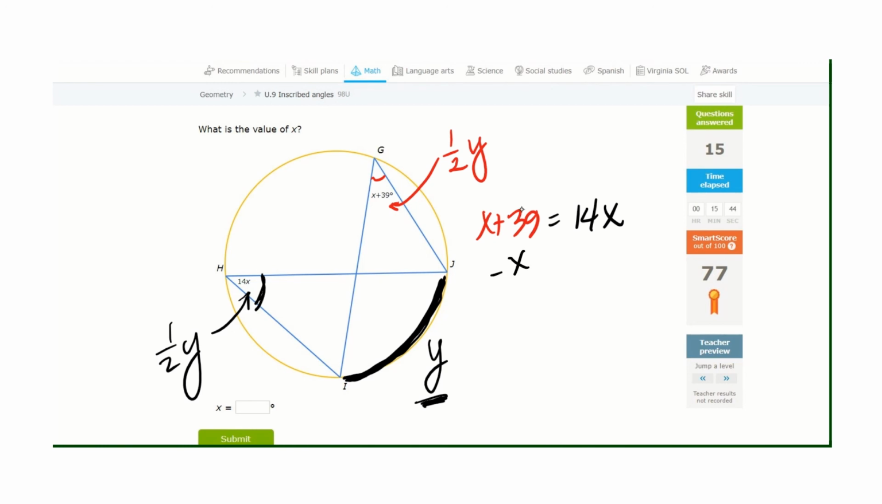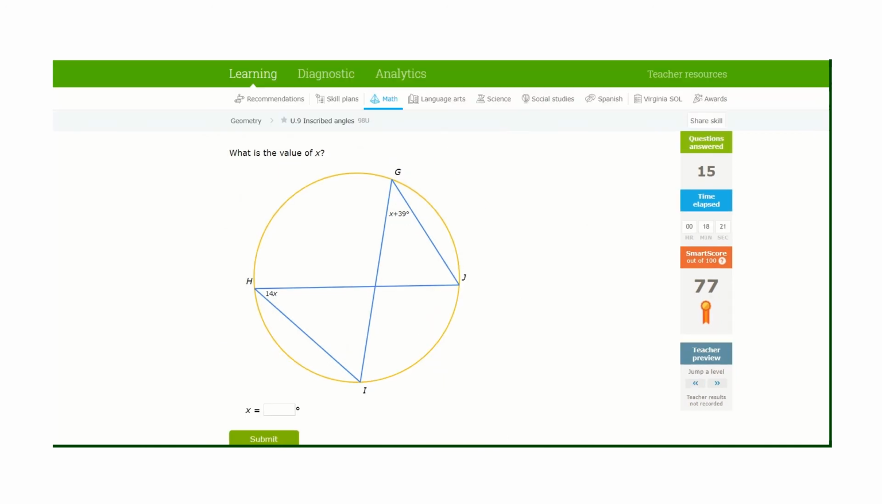So subtract one of these x's from both sides. You get 39 equals 13x, and that's convenient because 13 goes into 39 beautifully. Okay, did they ask for x or did they ask for an angle? Always good to check. Yes, they actually asked for x, and we are done.